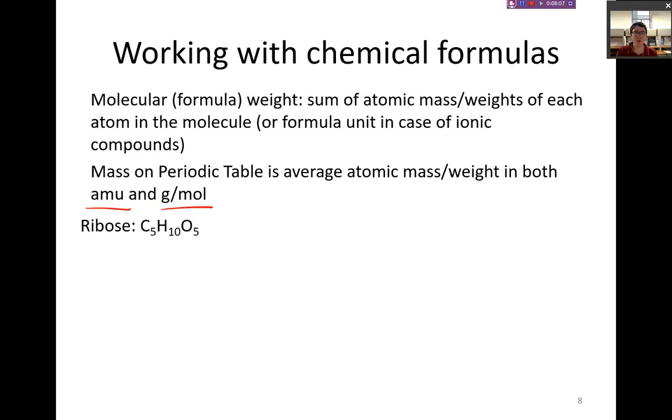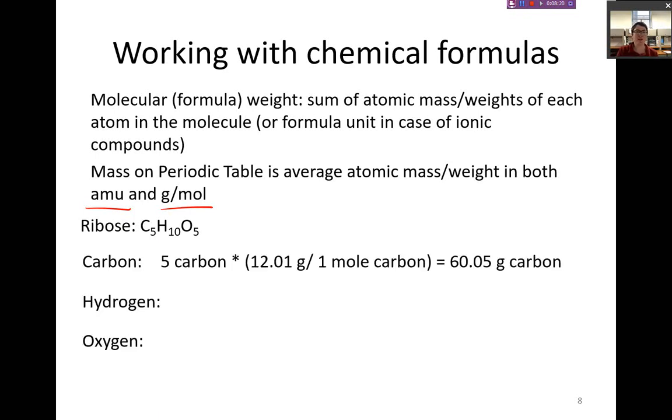So going back to ribose, if we wanted to find the molecular weight of ribose, we would find the sum of the atomic weights of each element. For carbon, for example, we take the number of carbon atoms, which is 5, times the molar mass, or the atomic mass of carbon in grams per mole. We multiply 5 carbons times the mass per carbon, and we get 60.05 grams of carbon per mole of ribose.